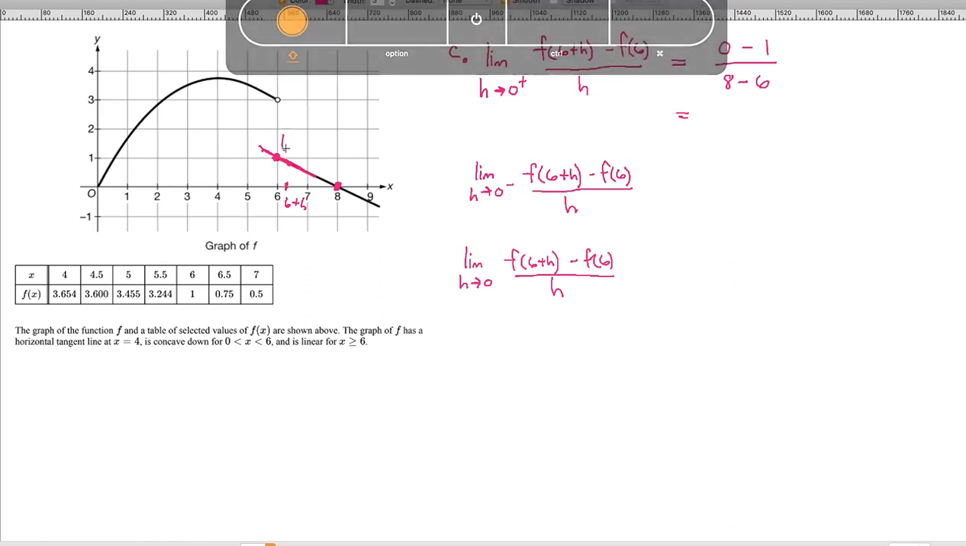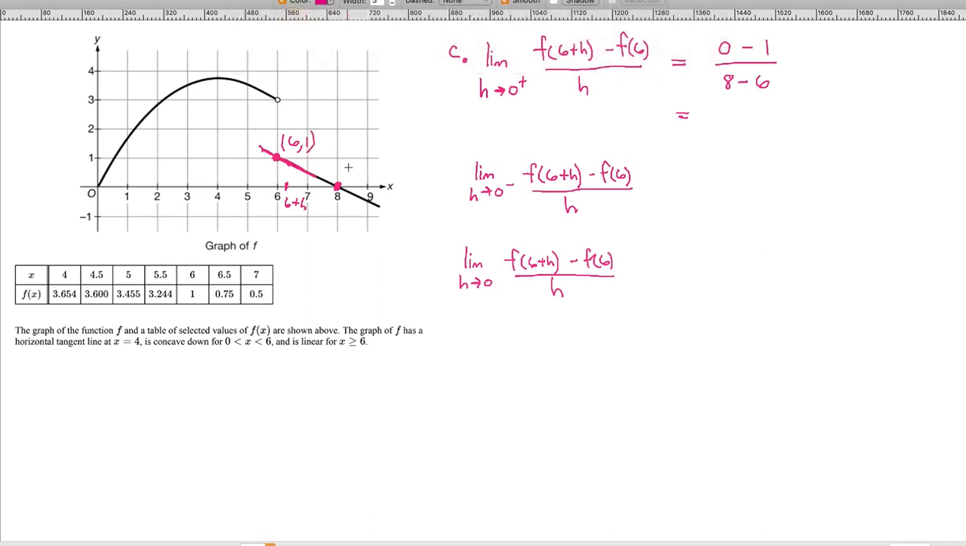This point right here is 6 comma 1. Just to make it clear, this point right here is 8 comma 0. So it's y2, 0, minus y1 over x2 minus x1. This is 2 and negative 1. So this first limit is negative 1/2.